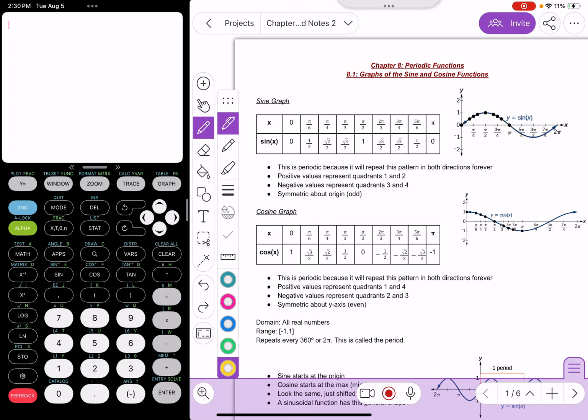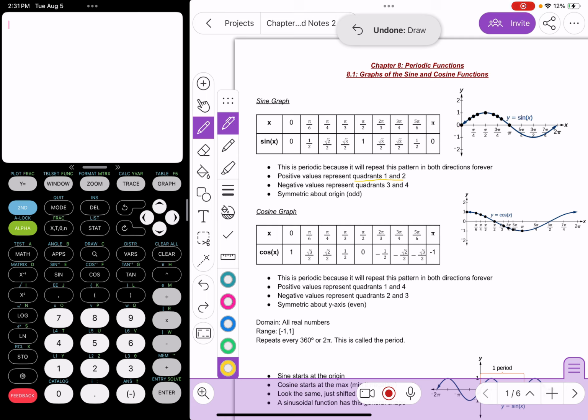This chart shows the values of sine at different radians of x. So it's periodic because it repeats. Positive values represent quadrants 1 and 2. The negative values down here represent quadrants 3 and 4. It's symmetric about the origin, meaning if we went the other way, it would be a mirror. Symmetric would be rotational, making it an odd function, if you remember way back to that part.